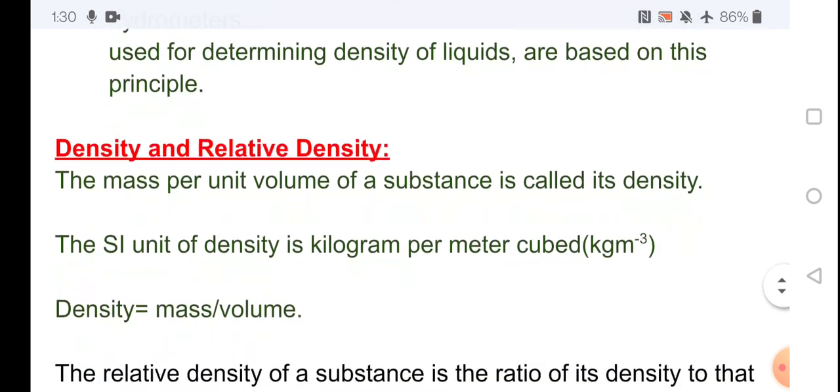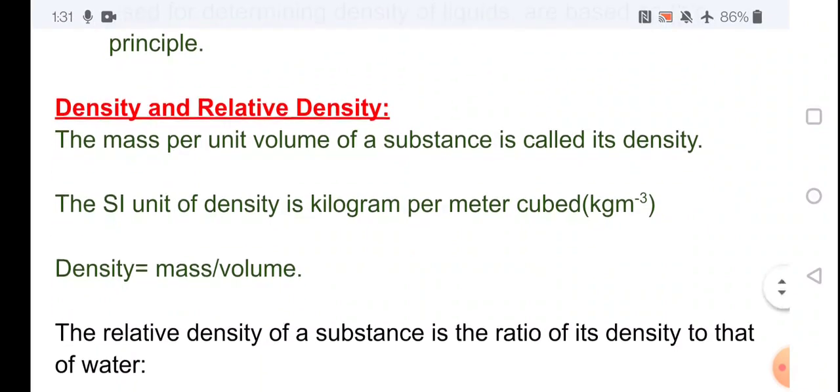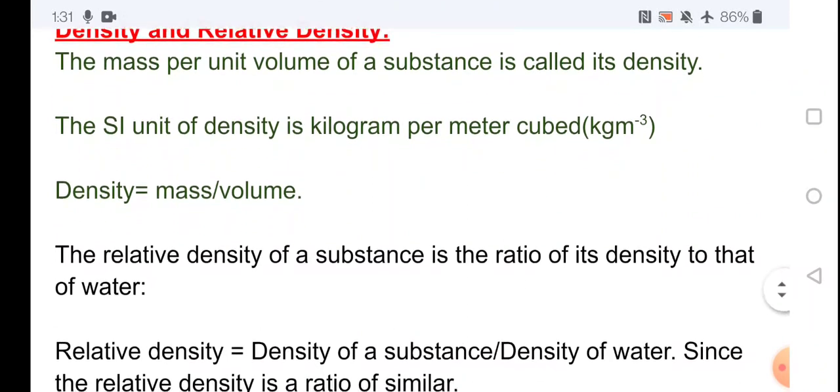Last point is density and relative density. The mass per unit volume of a substance is called density. The SI unit of density is kilogram per meter cube, that is kg/m³. Density is equal to mass by volume. See the definition: the mass per unit volume of a substance is called density. So density is equal to mass by volume.